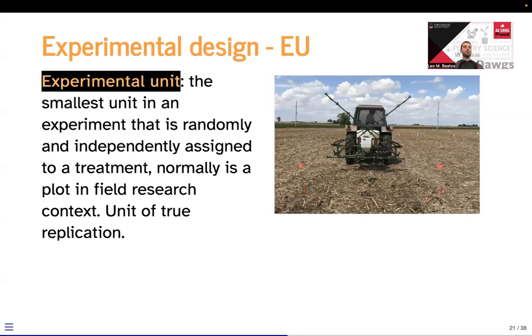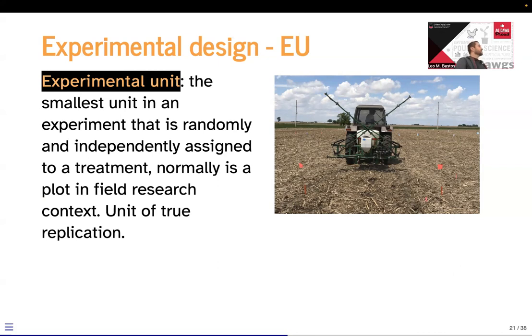Okay, so we're talking about experimental units. What is an experimental unit? Let's define that first. And that concept is going to be really important because, again, what is an experimental unit for me may not be the same as for you, depending on how you're applying your treatment. And knowing what it is for your case is going to be important to set the right model and to know how to run your analysis in the right way. So an experimental unit is the smallest unit in an experiment that is randomly and independently assigned to a treatment.